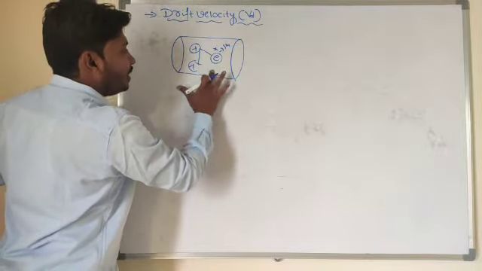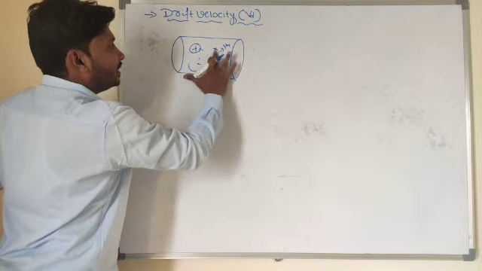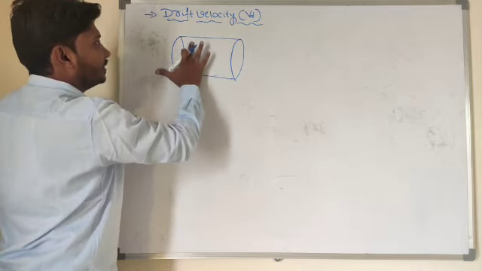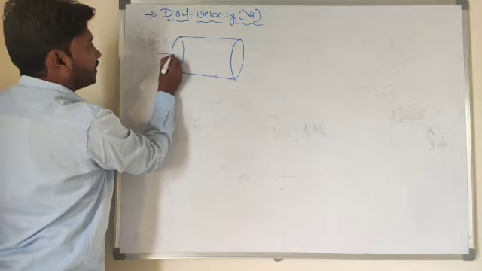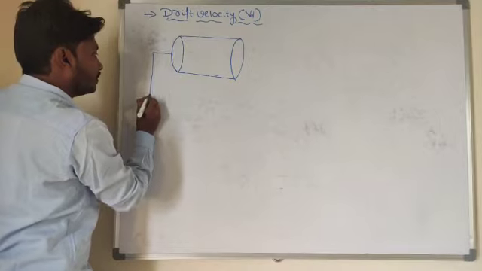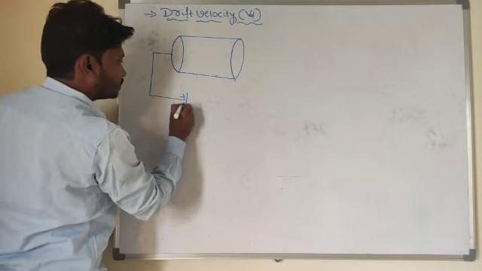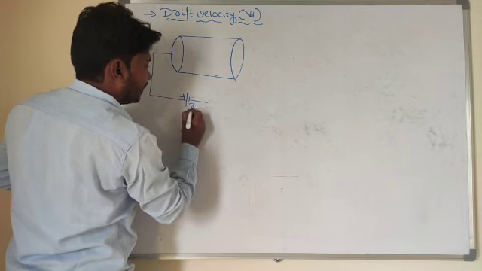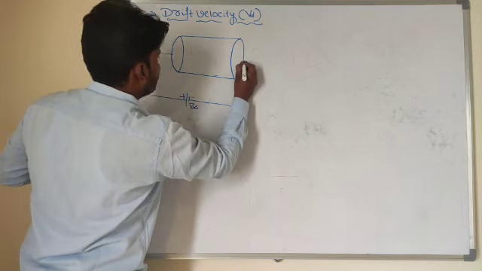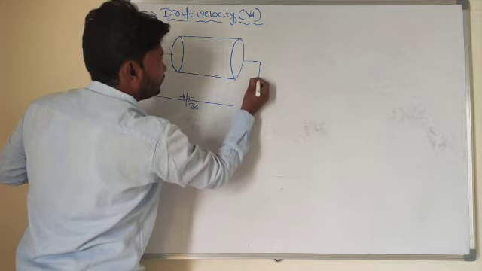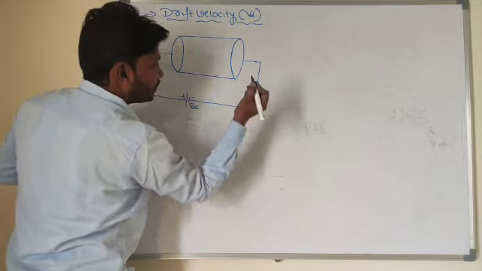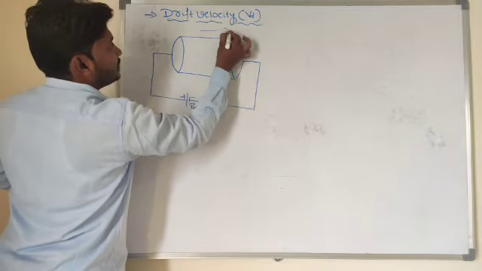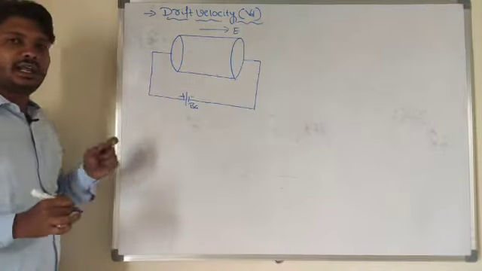Now I will place this conductor in an external electric field, or I will provide a battery connection here. So if I provide the battery connection, this is the positive terminal and this is the negative terminal of the battery. What is the direction of the electric field here? The direction of the electric field is from positive to negative. So this is positive, this one is negative, and this is the direction of the electric field.